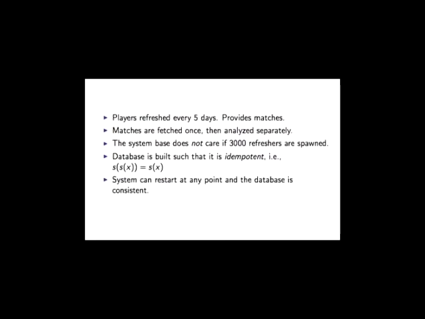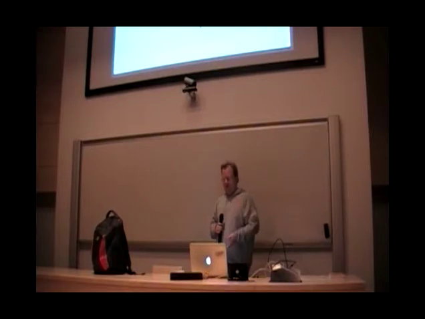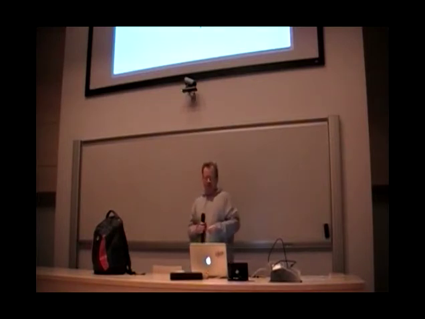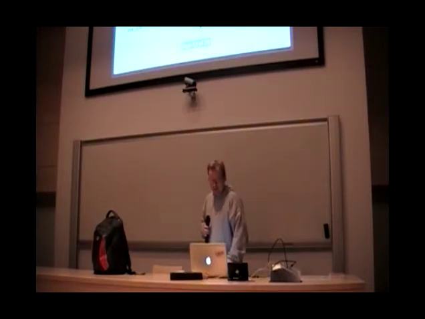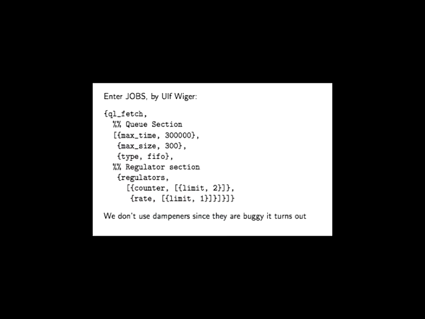It's basic scraping. The system does not care if we suddenly decide to spawn like 3,000 GET requests a priori, but we'll see how we fix that later on. Basically, if there are 3,000 matches to be fetched, we spawn 3,000 processes, and each process will fetch one match. That's how it works. The database is built so that it is idempotent, so we can basically overwrite things without changing stuff. That means we can restart the system at any point, which is a nice feature. Then we use jobs by Wolfweed. So this is a jobs definition. What it says is that I have a bucket, and the bucket has a size of 300 elements in it.